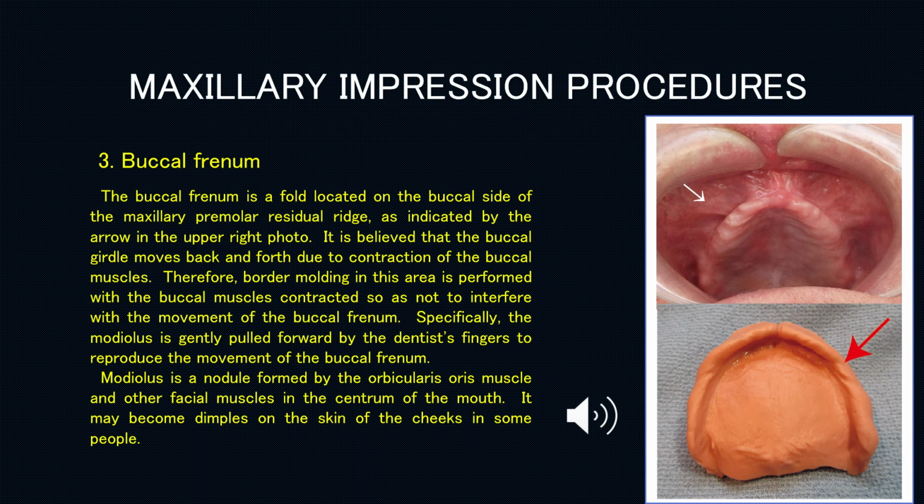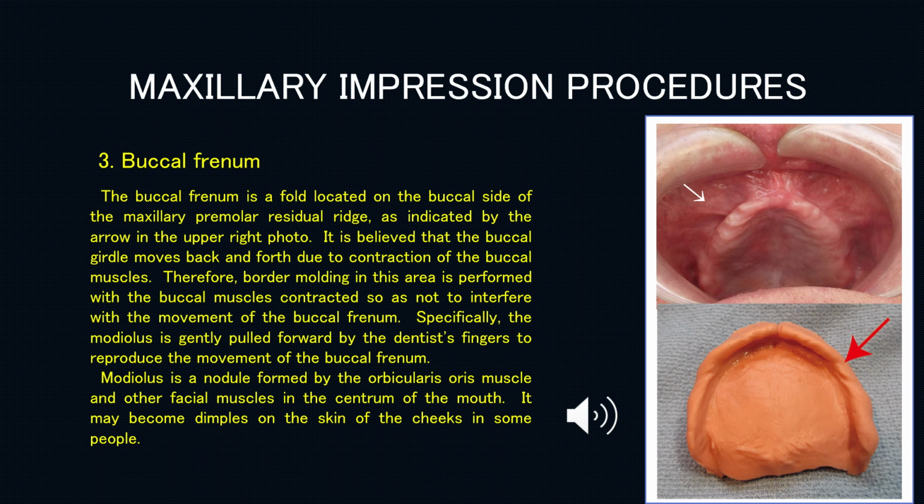Three. Buccal frenum. The buccal frenum is a fold located on the buccal side of the maxillary premolar residual ridge, as indicated by the arrow in the upper right photo. It is believed that the buccal frenum moves back and forth due to contraction of the buccal muscles. Therefore, border molding in this area is performed with the buccal muscles contracted so as not to interfere with the movement of the buccal frenum.